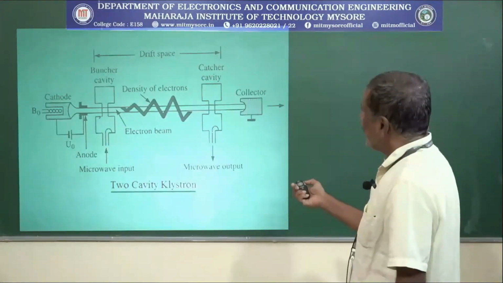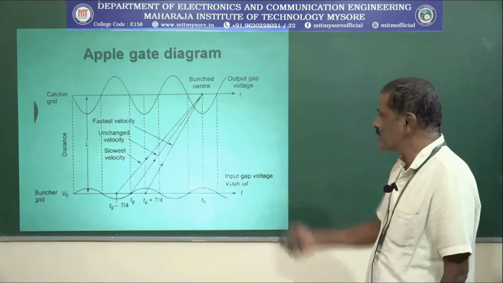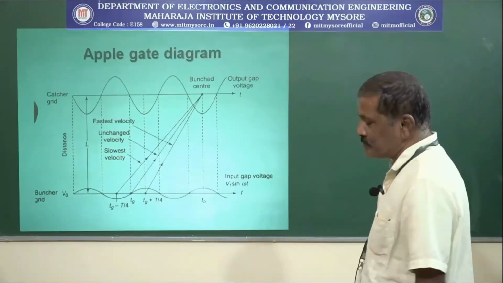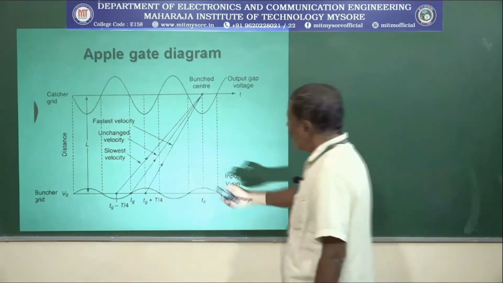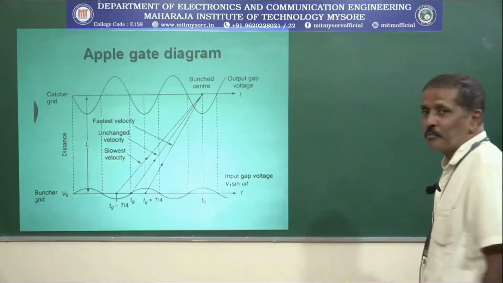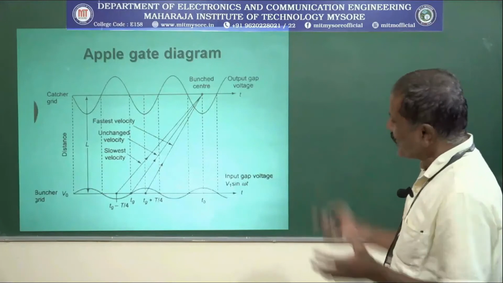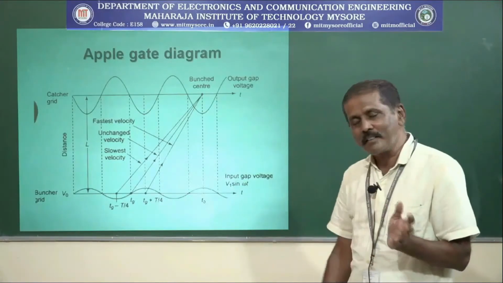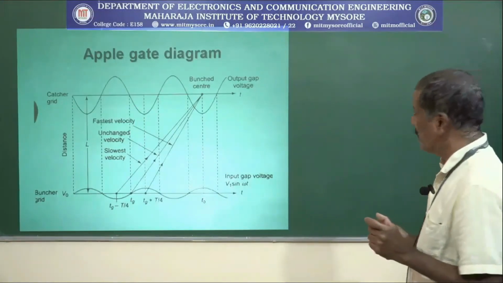So let us see how this bunching takes place. As we have seen in the reflex klystrons, here also the Applegate diagram is shown for three electrons. The same effect shown for the three electrons will be there for all n number of electrons.